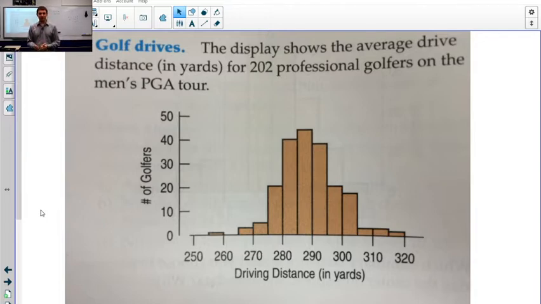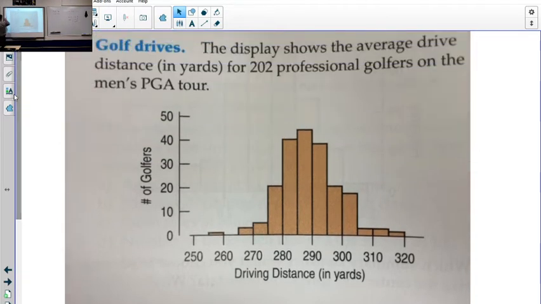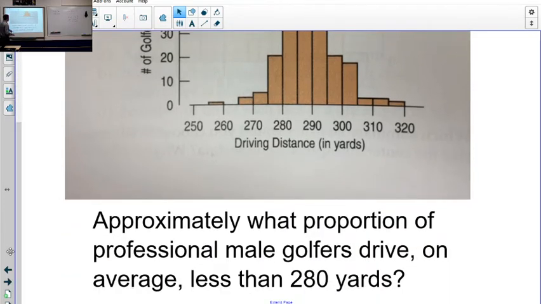They're meant to be ones that you can at least start on your own. So pause the video as I look at each problem and try out and see what you can figure out on your own. So starting with this first problem, this is in your notes. You have the driving distances of these golfers. And the question is approximately what proportion of the golfers drive on average less than 280 yards. So pause this, take a minute, and see if you can come up with it on your own.